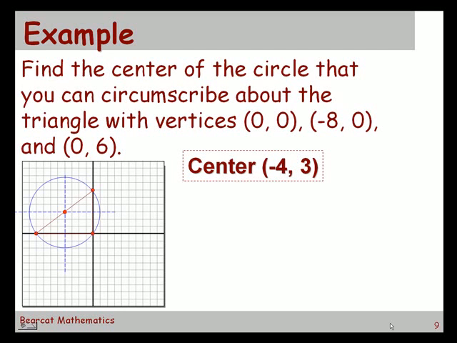Pretty easy when we've got nice vertical and horizontal segments of a triangle to work with. Questions so far?